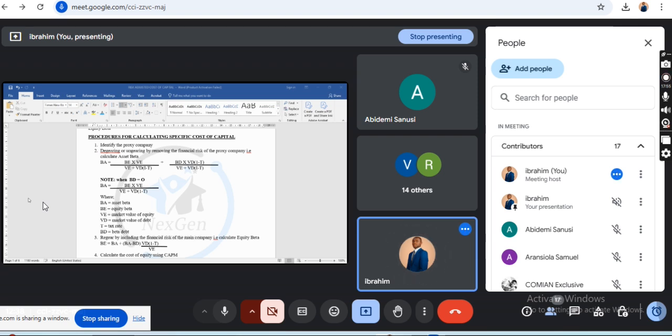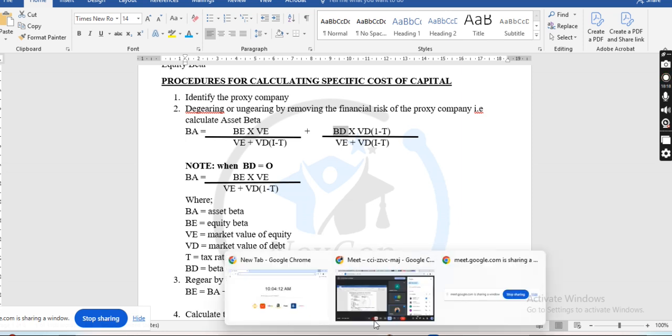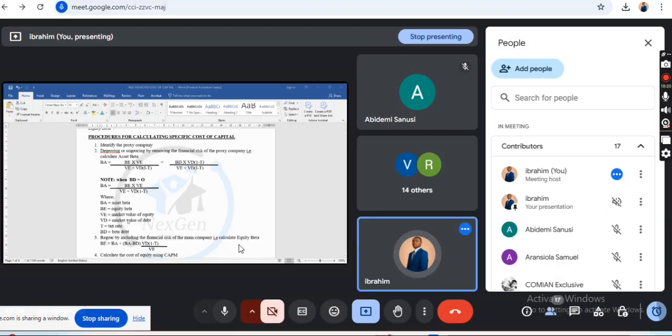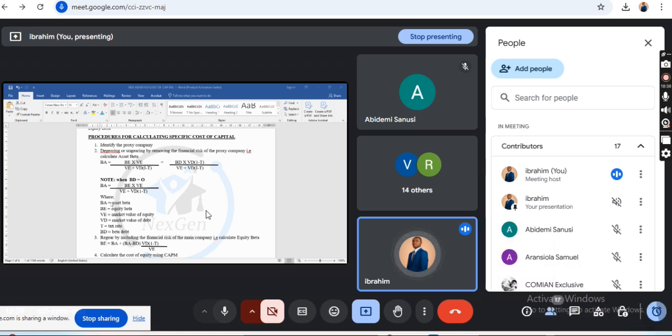Now, note in a question, when BD is not given, you can see the BD here. When this is not given to you in the question, what will you do? It means that BD will be equal to 0. So automatically, all the information from that BD times VD will be equal to 0, because if BD is 0, everything in that left-hand side will be 0.